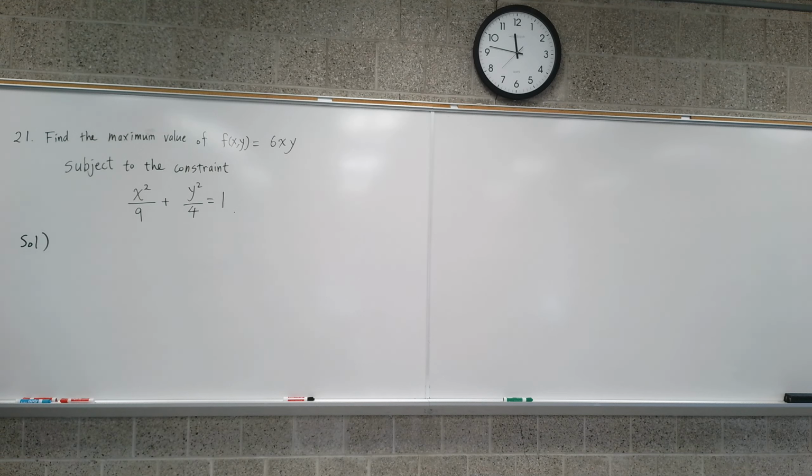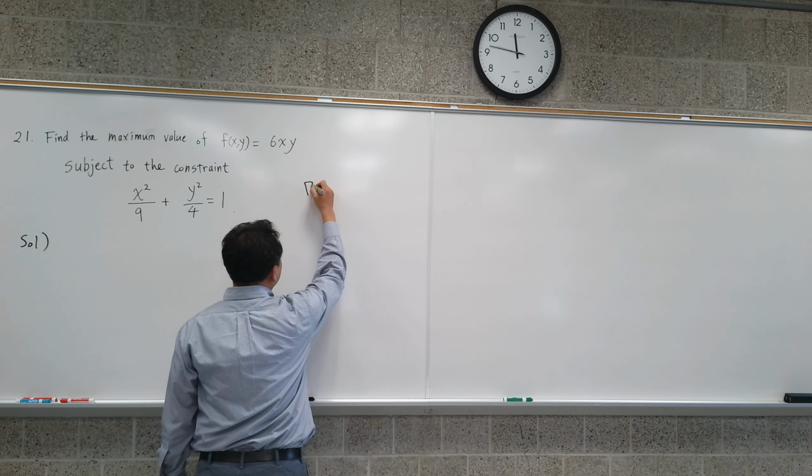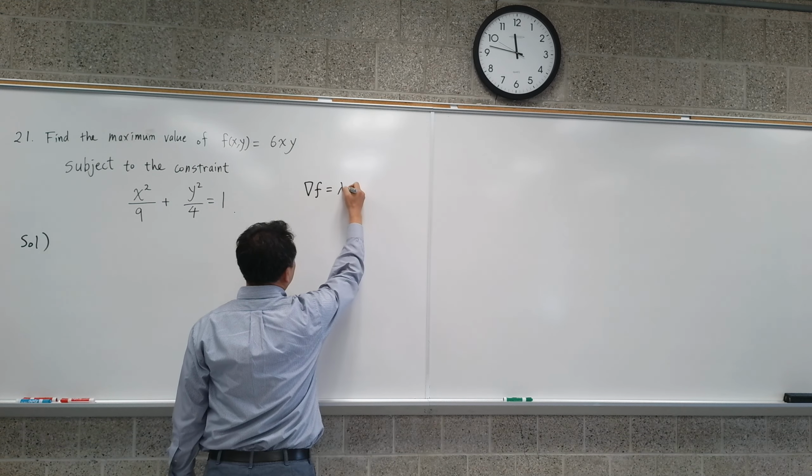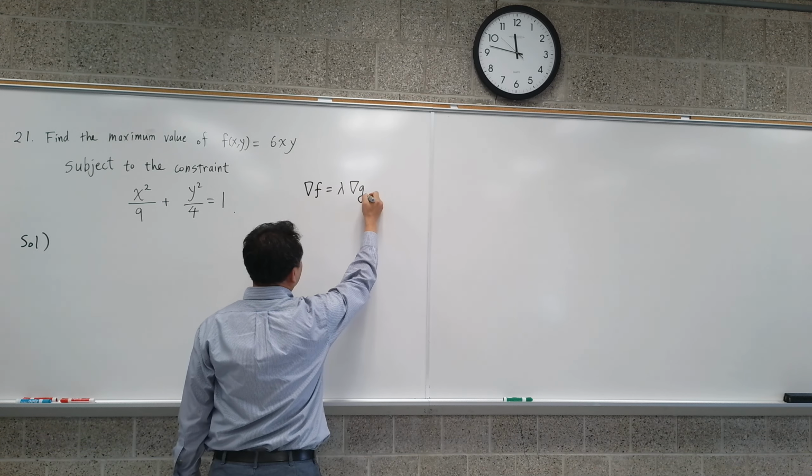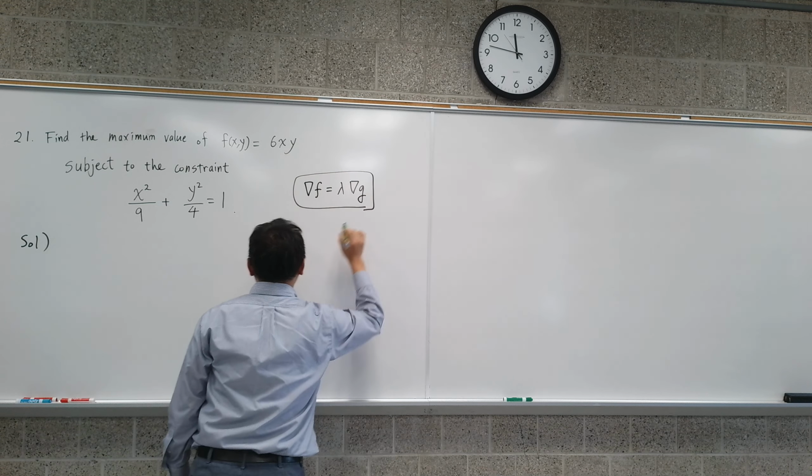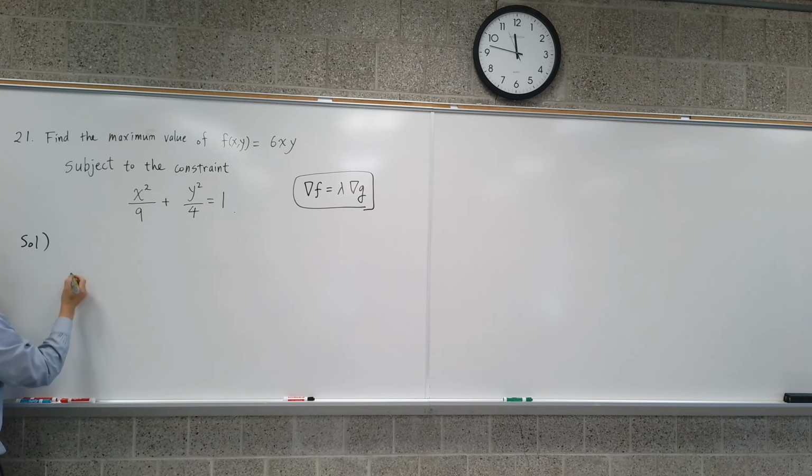So this is an optimization question under a constraint, which means we have to use the Lagrange multiplier. Lagrange multiplier means we're making use of this formula. Therefore, we need to calculate the gradient of each.